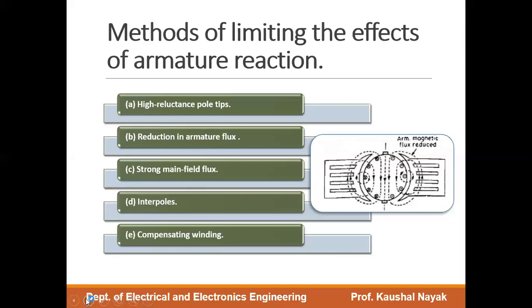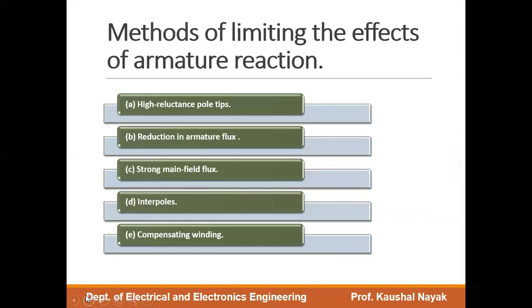Strong main field flux. During the design of a DC machine, it should be ensured that the main field MMF is sufficiently strong in comparison with full load armature MMF. The greater the ratio of main field MMF to full load armature MMF, the less is the distortion produced by armature cross flux. Predominant would be the control of field MMF over the air gap flux. Actually, this ratio depends on the type of duty cycle the DC machine has to perform.